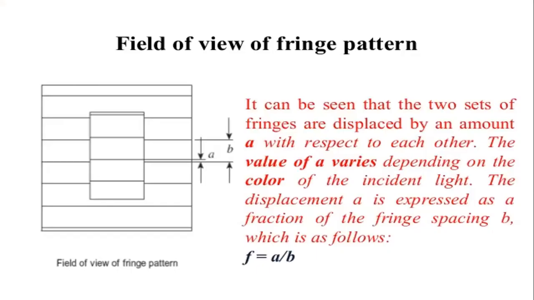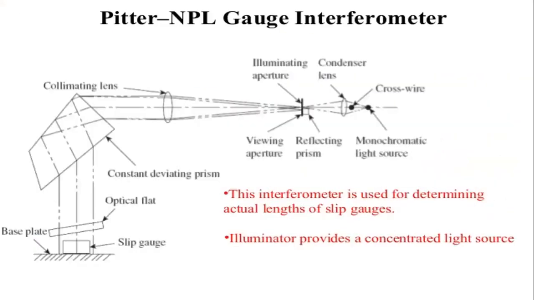So this is the NPL gauge interferometer. So these are the two types of interferometers we have explained. The basic difference between these two interferometers is that they are using different light sources.